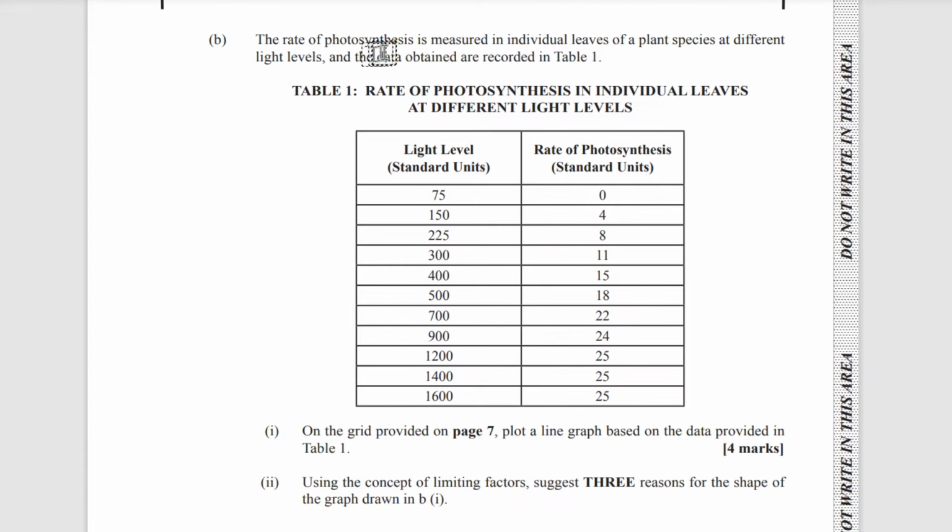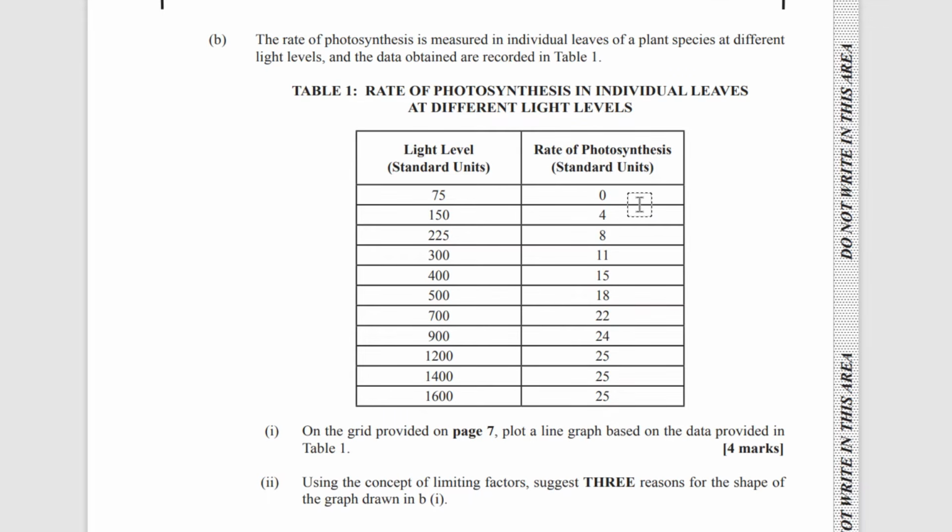The rate of photosynthesis is measured in individual leaves of a plant species at different light levels, and the data obtained are recorded in table 1. Here you can see the data. They have the light level or the light intensity, and these are the standard units for it. And here we have the rate of photosynthesis in standard units.